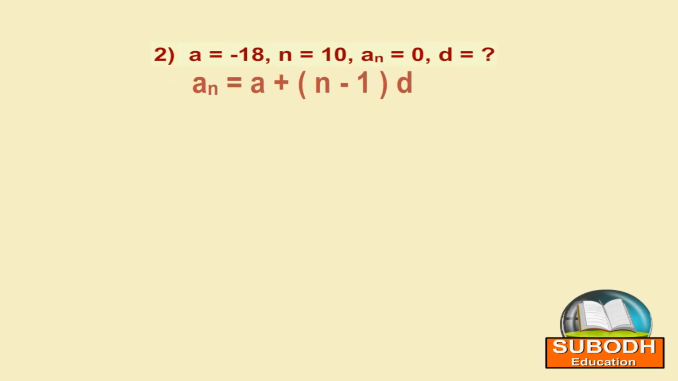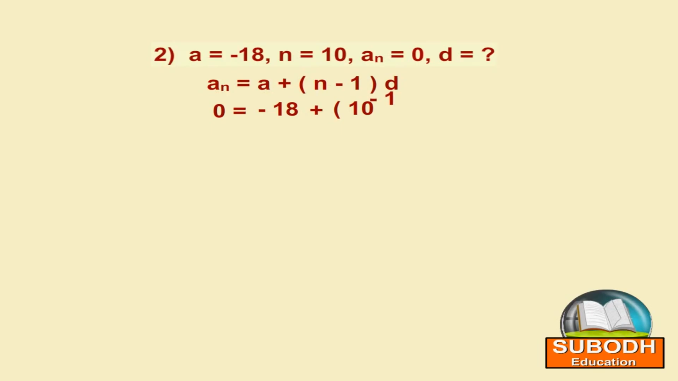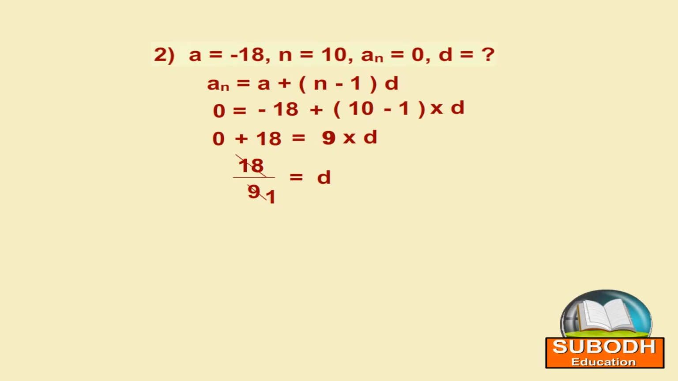Example second. a is equal to minus 18, n is equal to 10, a_n is equal to 0, d is equal to question mark. a_n is equal to a plus (n minus 1) into d. 0 is equal to minus 18 plus (10 minus 1) into d. Transferring minus 18, we get plus 18 is equal to 9 into d. Transferring 9, we get 18 divided by 9 is equal to d. 9 ones are 9, 9 twos are 18. d is equal to 2.